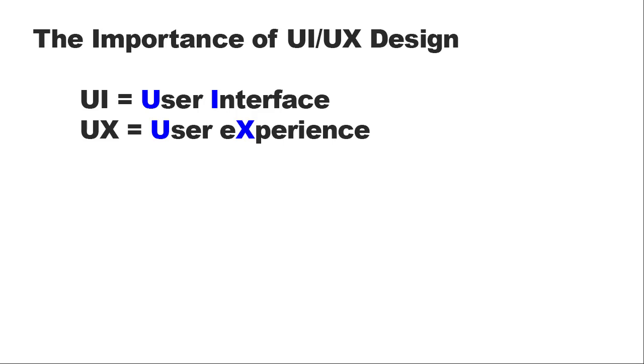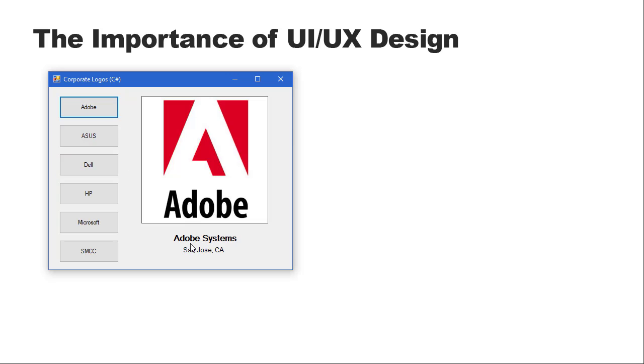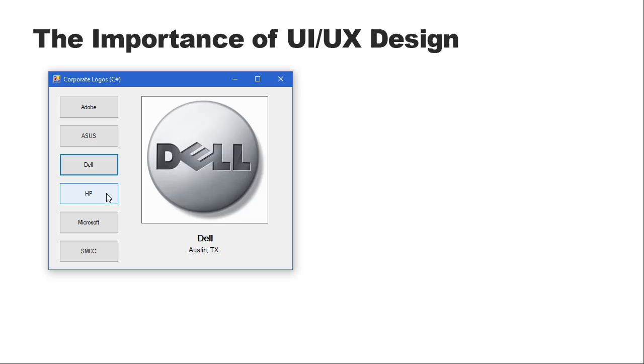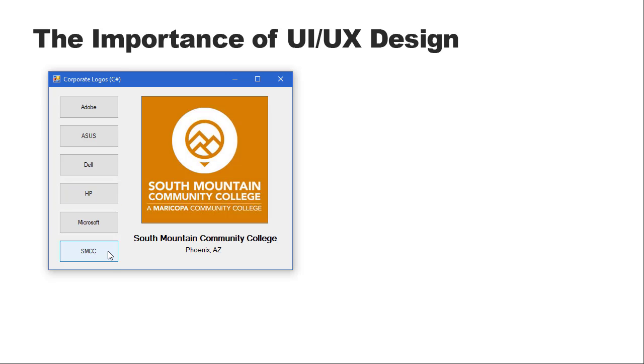Let me demonstrate the importance of good user interface. We'll talk about user experience more down the road. But with our simple program of the corporate logos, I gave you an interface design that has 6 buttons on the left-hand side, and then a picture box or label to display the logos of each of these 6 companies and the company name and their location. So if we click the Adobe, we get the Adobe logo. We're told Adobe Systems, located in San Jose. There's ASUS, Dell, Hewlett-Packard, Microsoft, and South Mountain Community College.